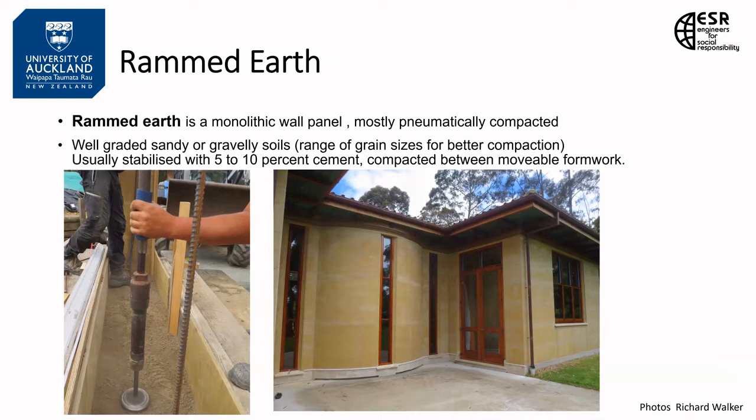Another well-known technology is rammed earth. In New Zealand, it's mostly pneumatically compacted. For this soil, you want a sandy or gravelly soil with a good distribution of grain size, usually stabilized with 5 to 10% cement. It requires some expertise to do a good job of it, to get the layers right, to get the moisture content just right, but then you end up with a very highly finished product in terms of the walls.